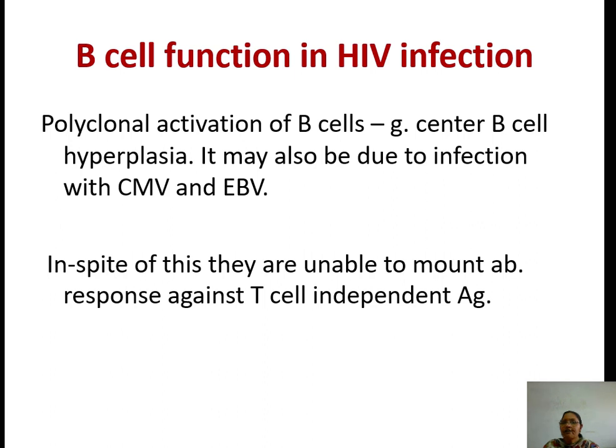Now B cell function: polyclonal activation of B cells is there because of germinal center B cell hyperplasia. This may be due to the infection itself or infection with opportunistic microbes like CMV, cytomegalovirus, and Epstein-Barr virus. In spite of the polyclonal activation, they are unable to mount an antibody response against T cell dependent antigens.